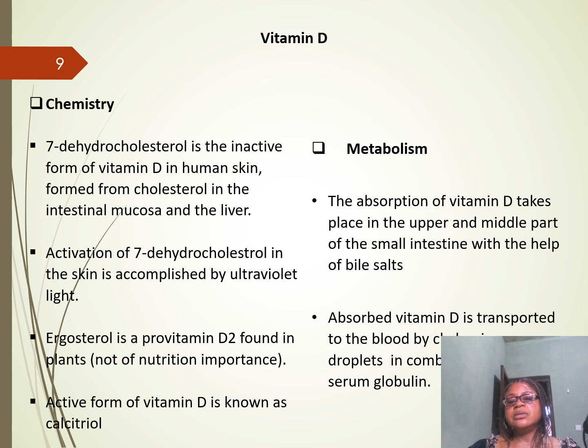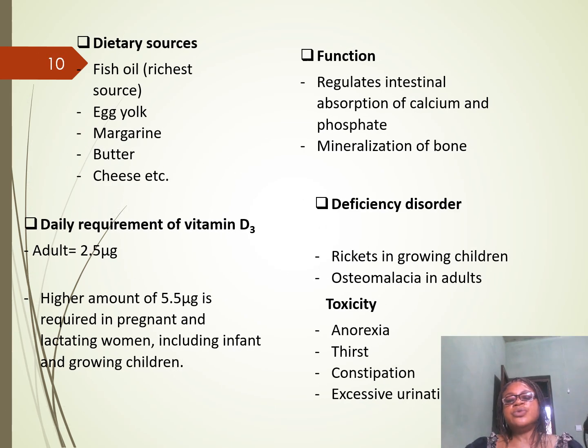Then absorption, again. Vitamin D is absorbed in the upper and the middle part of the small intestine with the help of the bile salts. Upper side, that's the duodenum and the jejunum. Absorbed vitamin D is transported to the blood by the chylomicron droplets in combination with the serum globulin. So you can see again that vitamin D absorption is with the fats, dietary fats, and it is also stored with body fats. Just like the name says, fat-soluble vitamins, and you can see so far that even their sources are also fatty foods.